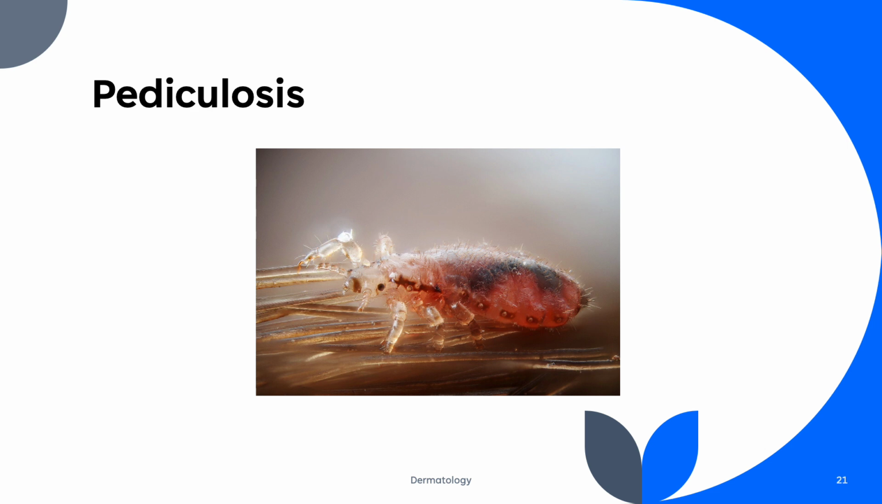Pediculosis refers to an infestation by lice, small parasitic insects that can inhabit the scalp, body, or pubic area. There are three main types of lice. Head lice is the most common and primarily affects the scalp. Body lice live on clothing and move to the skin to feed. Pubic lice, also known as crab lice, are typically found in the pubic area but can also appear in other coarse body hair.